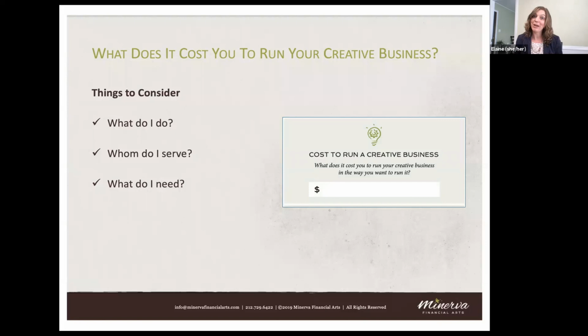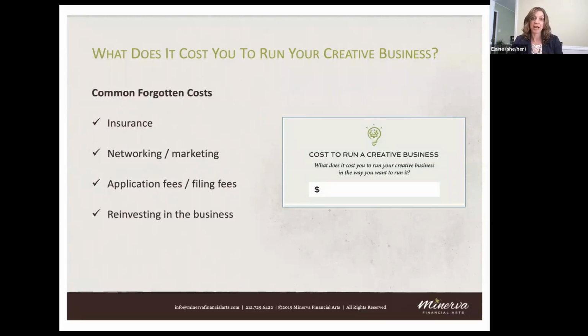Some things to consider as you start thinking about that are very basically, what do you do? Whom do you serve? And what do you need to do what you do effectively for those you serve? And starting with those three questions can be a really interesting way to really get to the core of the value you're providing. Again, in going through this exercise with students and clients, there are often forgotten costs.